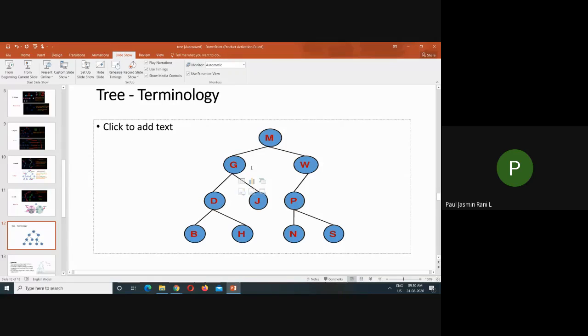You have to remember that the parent, that is the root node, can also be called an internal node. And what are the leaf nodes? Here you have B, H, J, N, S. So these are your leaf nodes.